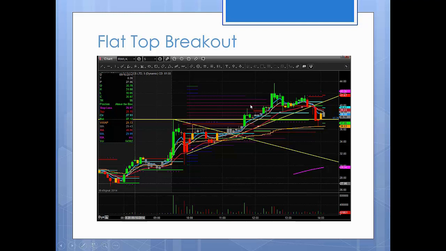All right, so this is a symmetrical wedge, and then it forms a little bit of a double top here, consolidates, and then makes another breakout there.